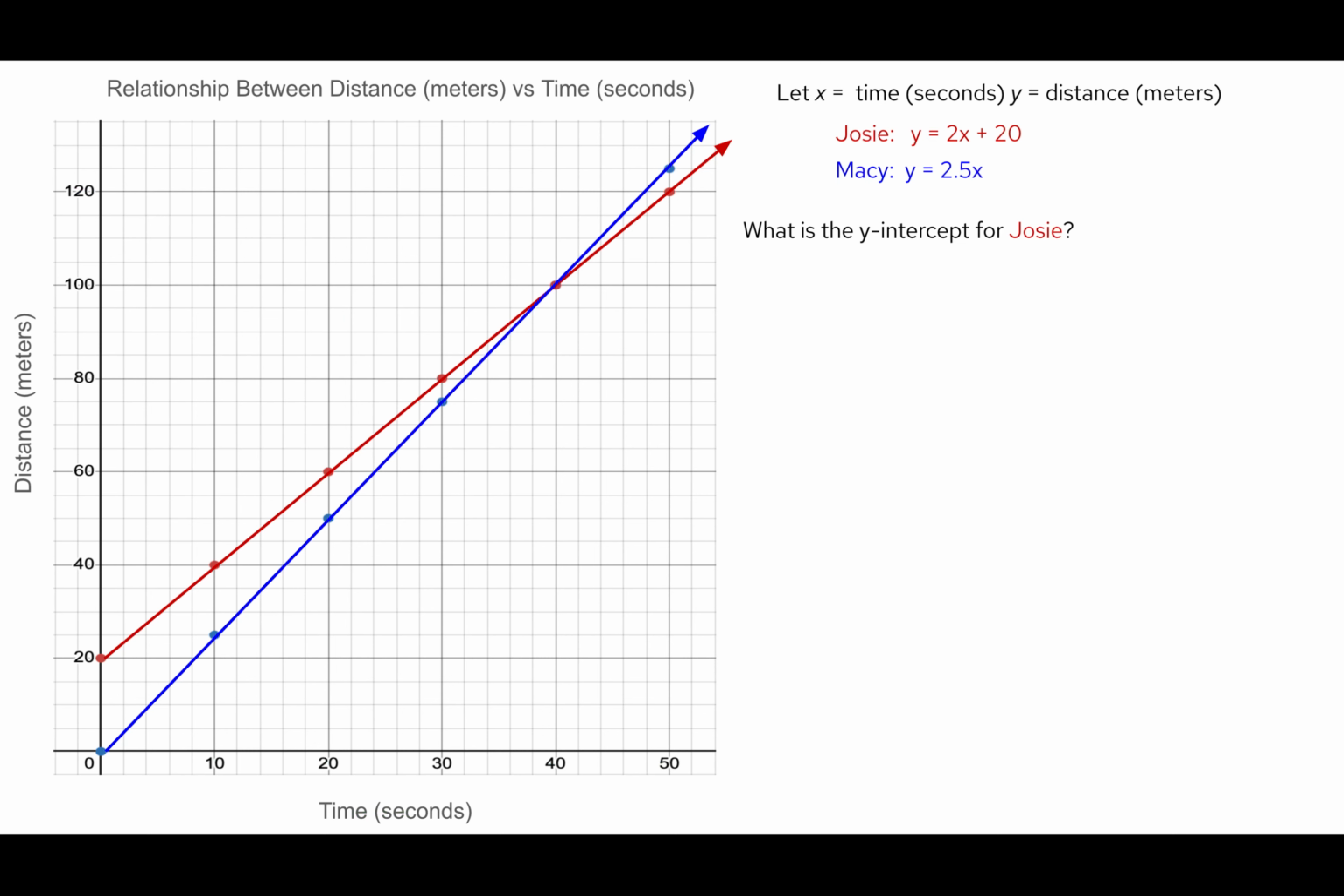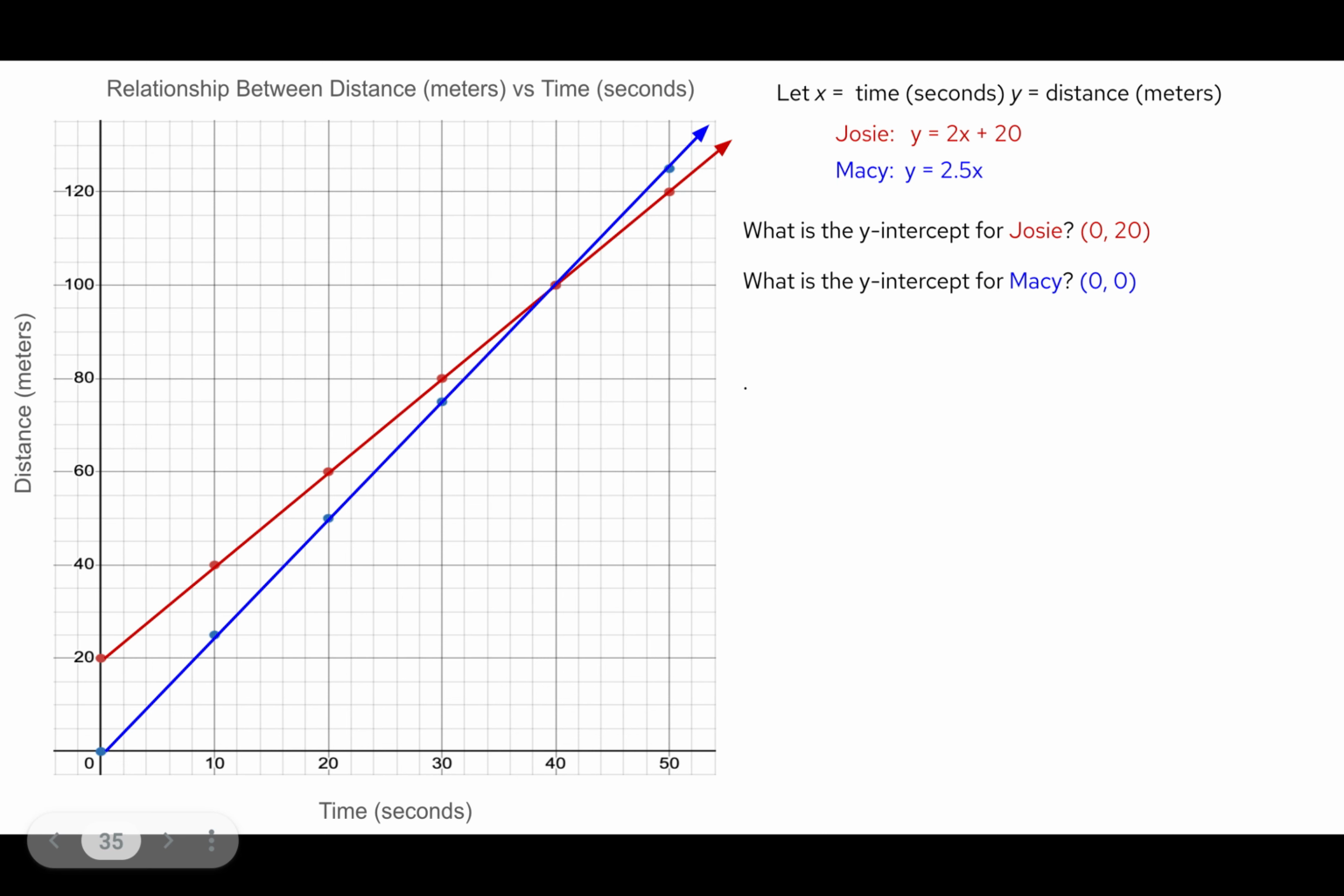Now let's use this some more. If we're looking at the graph, I want to know what the y-intercept is for Josie. In other words, where her line crosses the y-axis. And we always write this as an ordered pair. So in this case, it's (0, 20). For Macy, it's right here.